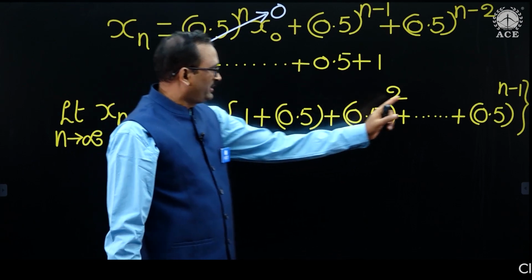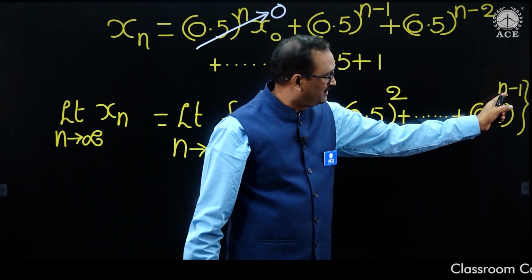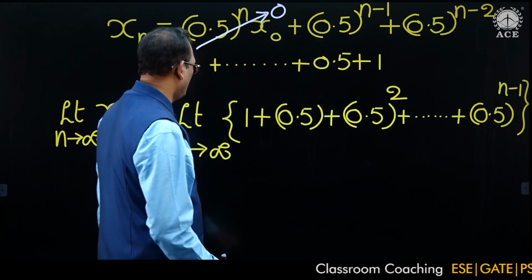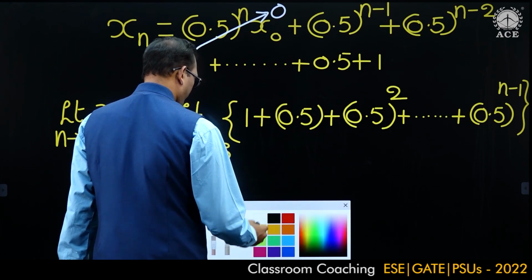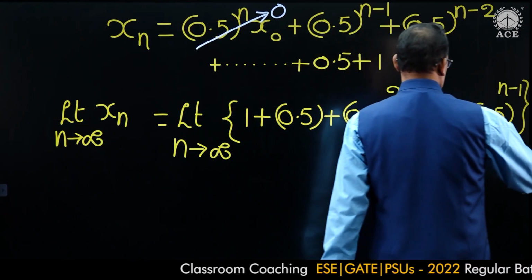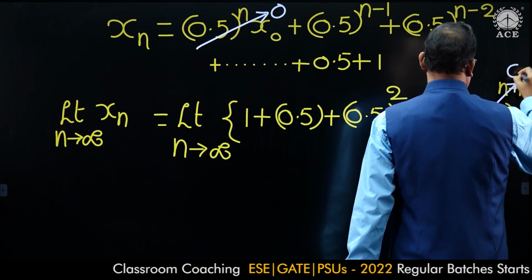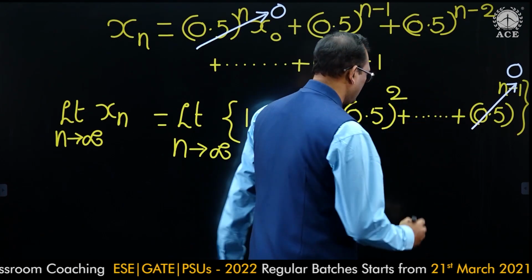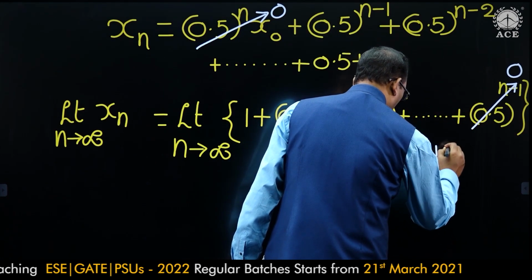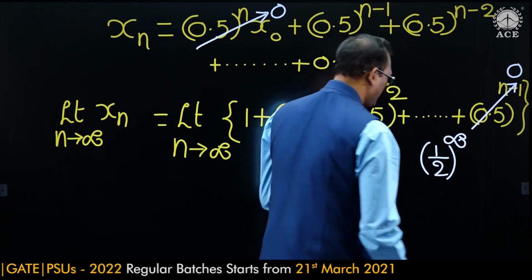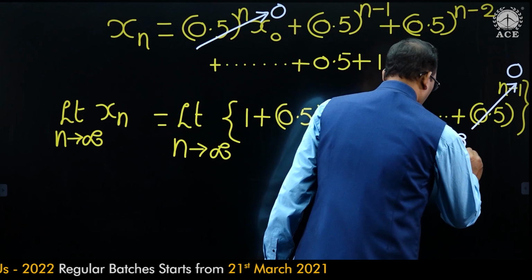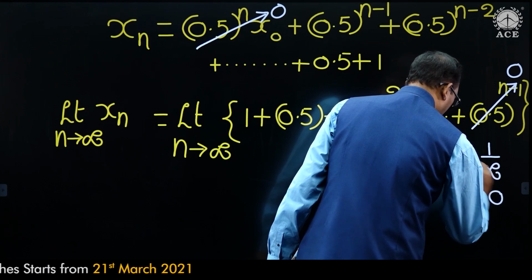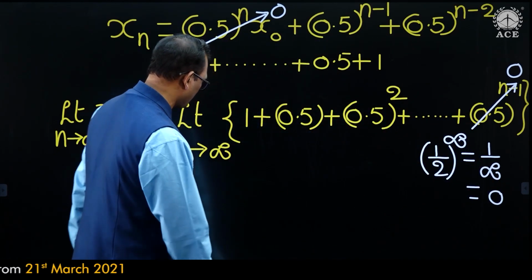Do you know, if I take n is equal to infinity here, infinity minus 1 is infinity, and 0.5 whole power infinity is 0. This part becomes 0, because 0.5 whole power infinity means 1 by 2 whole power infinity. That is 1 power infinity, that is 1, over 2 power infinity, which is infinity. 1 by infinity is 0. Therefore, the last term becomes 0.